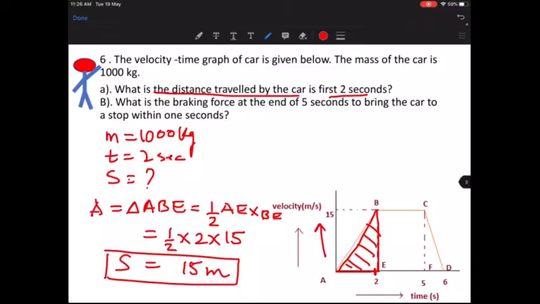Next, look at the second part. What is the braking force at the end of 5 seconds to bring the car to a stop within 1 second? See, after 5 seconds, this is 5 seconds. This is the 0.5 second. He starts applying brakes. Okay? Isha, it will be 15 meters and not meters square because it is the distance, that's why. So make it 15 meters. Okay. So see, after 5 seconds, the car applies the brake, and in 1 second, it wants to stop. Right? So he's asking, what is the braking force so that it comes to a halt.